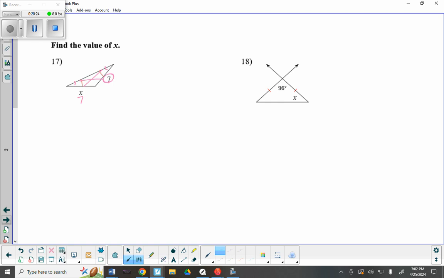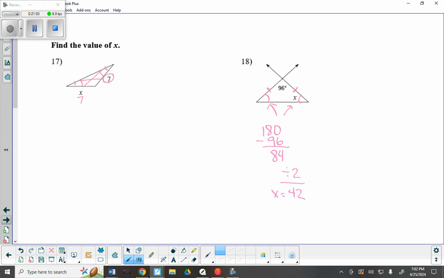In the next one, again, this is isosceles because you do have two sides congruent. So the base angles are congruent. So we have to do a little figuring here. We know that all the angles add up to 180. So if we do 180 minus 96, you get 84. So the other two angles have to equal 84. So to find out what each of them would be, you would divide by 2. And so 84 divided by 2 is 42. So x will equal 42.